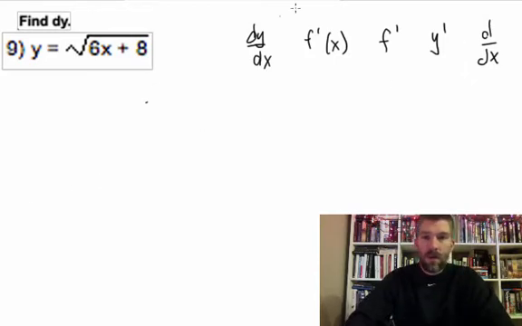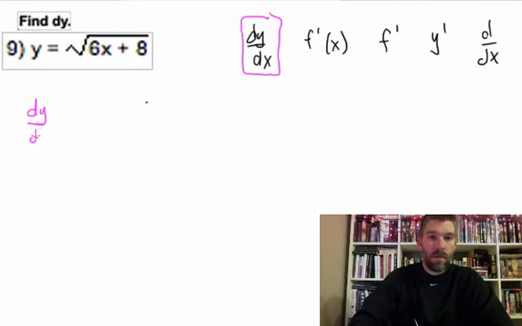So if we're going to find dy, we're going to use this first guy right here. He's the guy that we want to use. So over here with this function, dy dx is going to be 1/2 times 6x plus 8 to the negative 1/2 power.